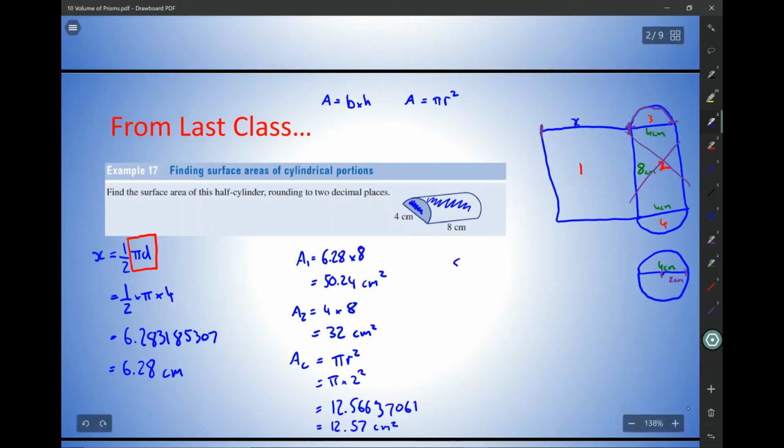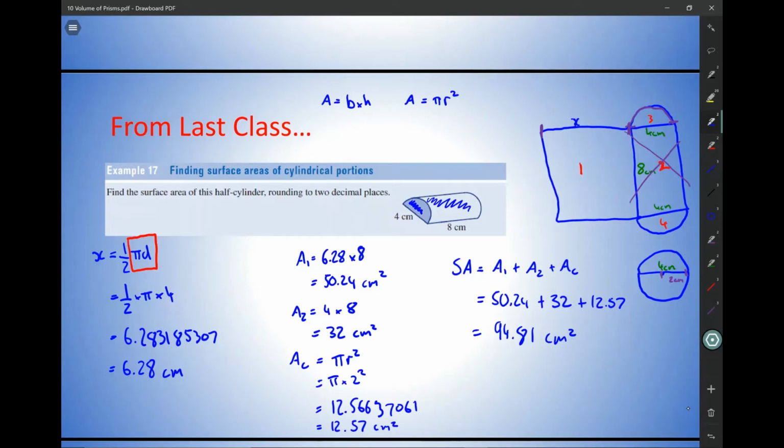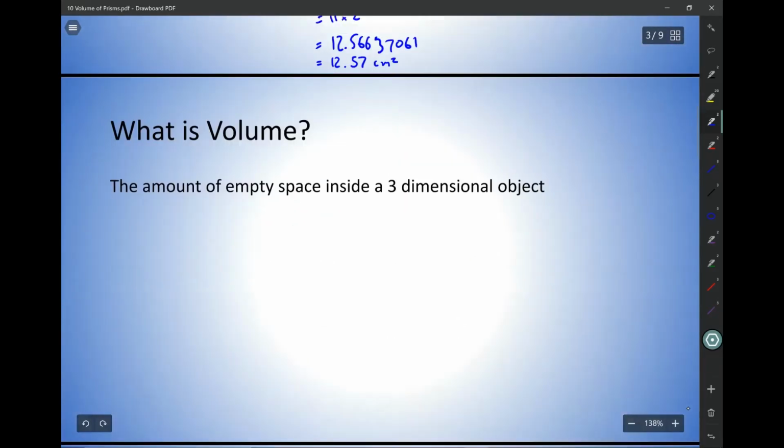Now finding the surface area is simply a case of adding them all up. A1 plus A2 plus area of the circle plus 32 plus 12.57. Pop it all in your calculator, just so you don't make any mistakes. Centimeters squared. And there we go. That's how we calculate the surface area of this shape. Right, let's move on to volume.